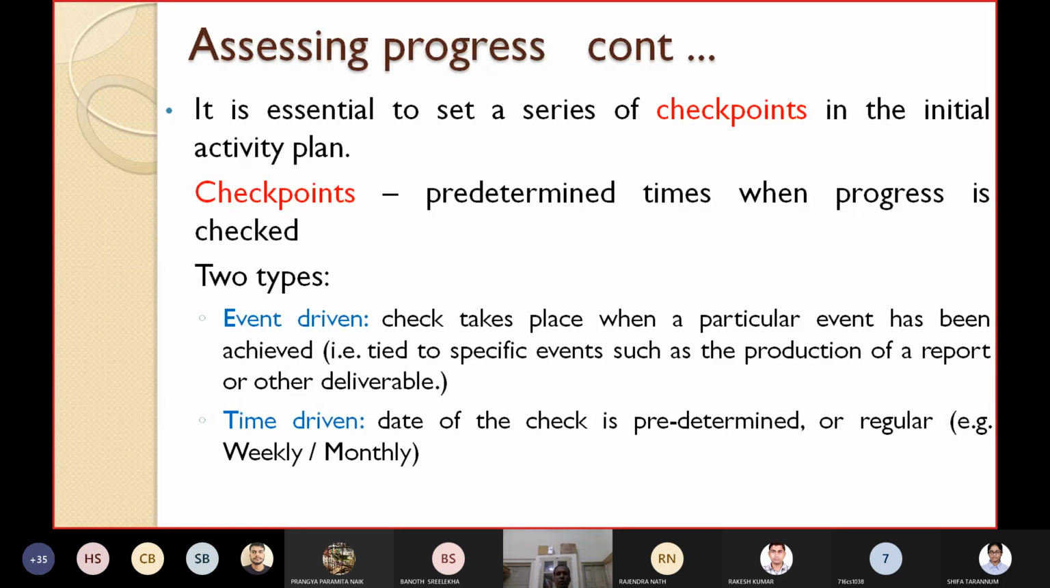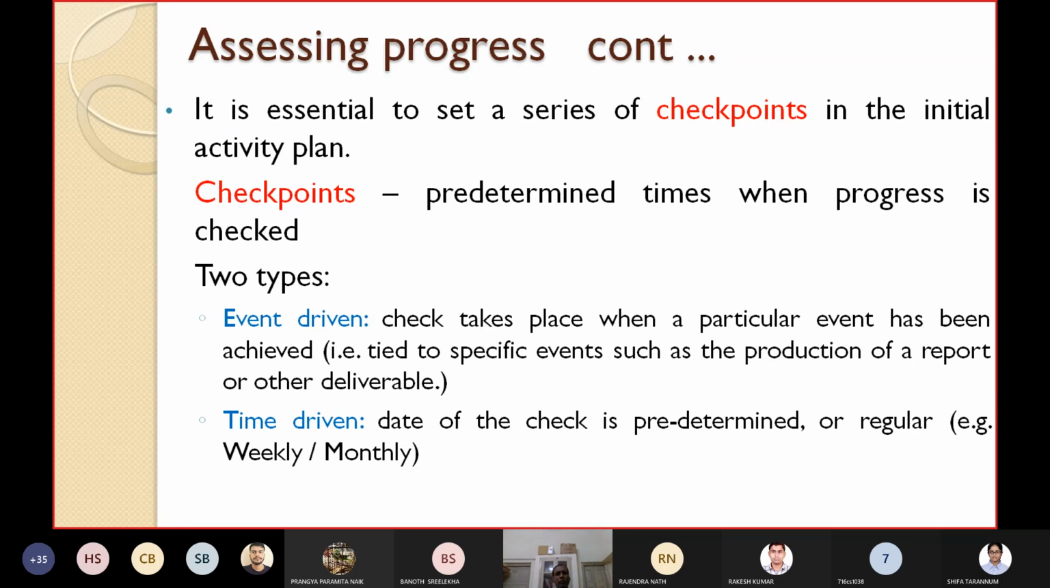Suppose every month you put a checkpoint, and you say that every month on the 31st we all will meet. So every month on the 30th or 31st, that is the checkpoint, you call the employees working with you and discuss the progress. So that is a checkpoint. Checkpoints are predetermined points of time when progress is checked.